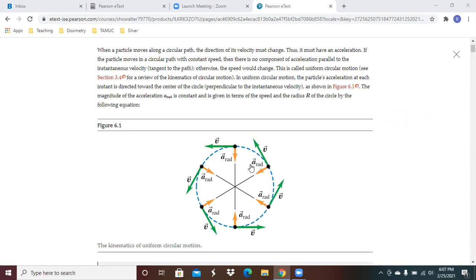So this situation here is going to be considered uniform circular motion: a particle moving in a circular path with constant speed. There's no component of acceleration that's parallel to the instantaneous velocity or tangent to the path, otherwise the speed would change. So this is what it ends up being. Now the magnitude of this is going to be constant and is going to be given in terms of speed and the radius of the circle.